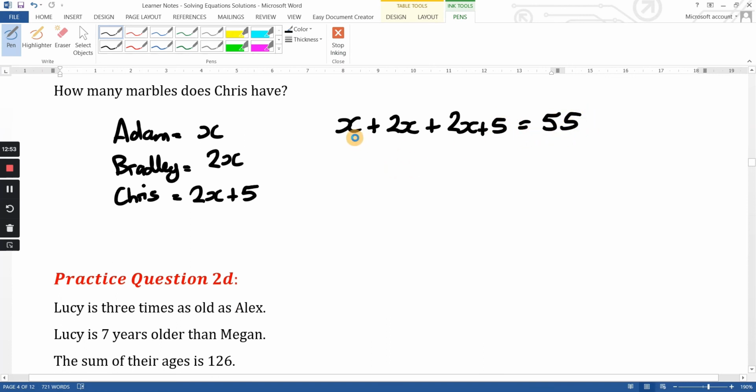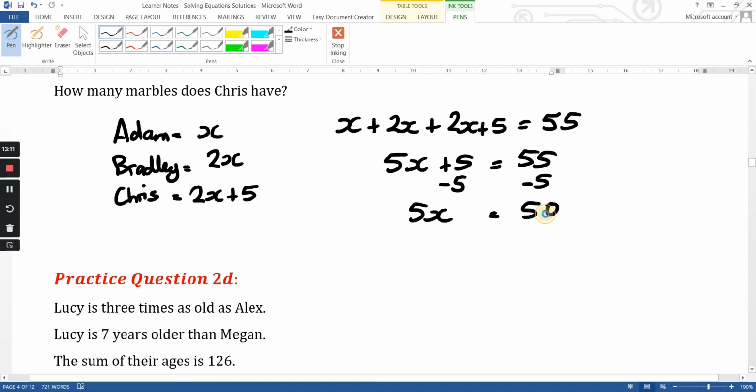Let's simplify this. 1x, that's another 3x, 5x altogether. Still got that. Equal to 55. Let's minus 5 from both sides. 5x equals 50. And let's divide both sides by 5. X equals 10. Is that my final answer?